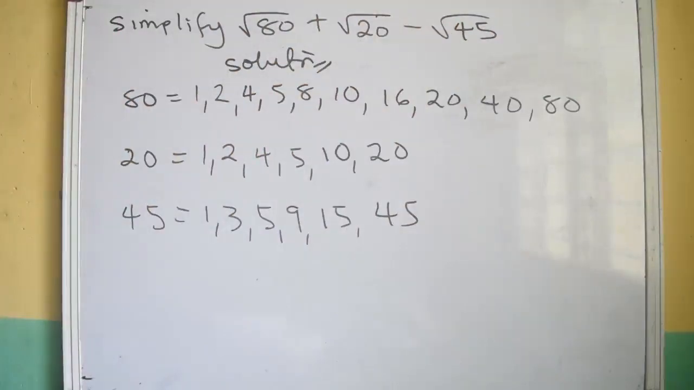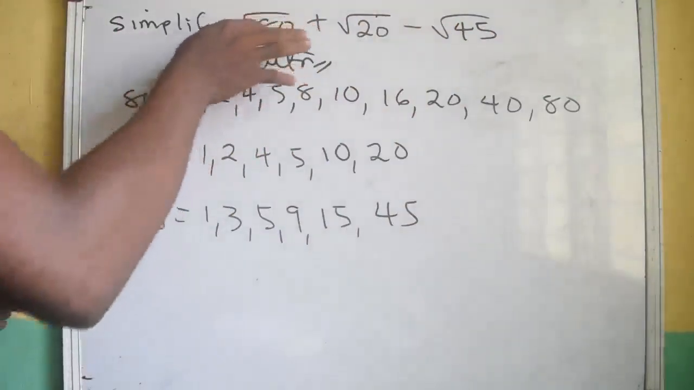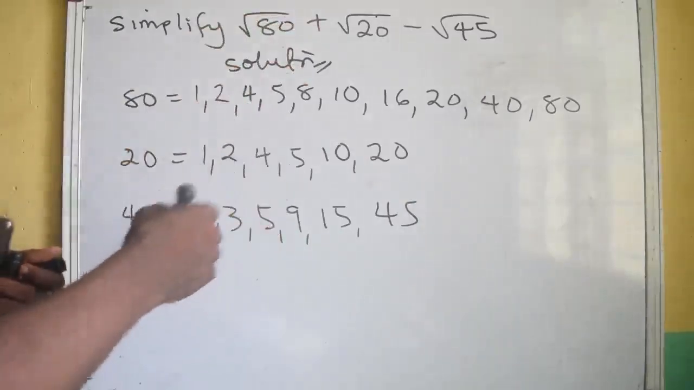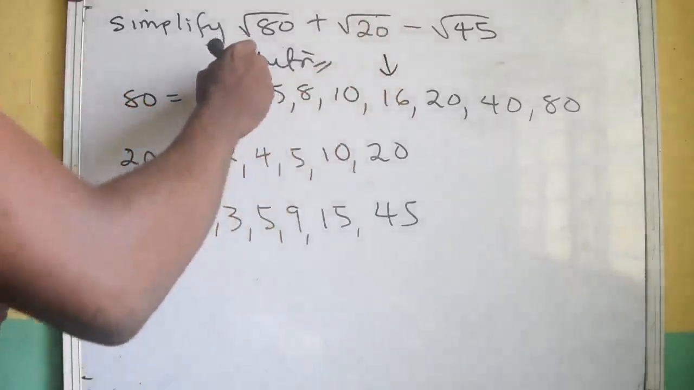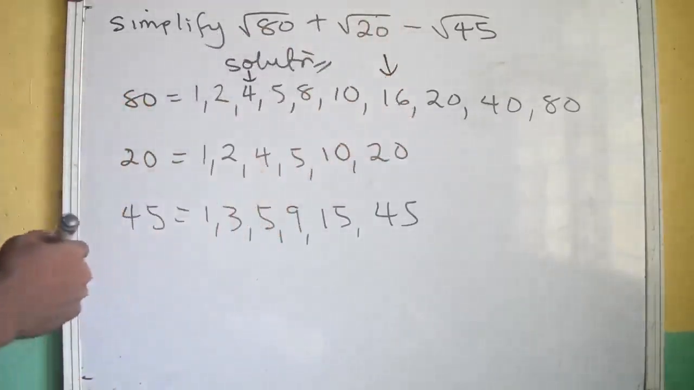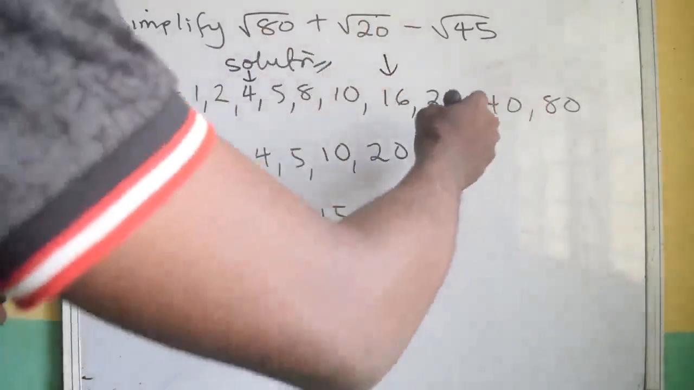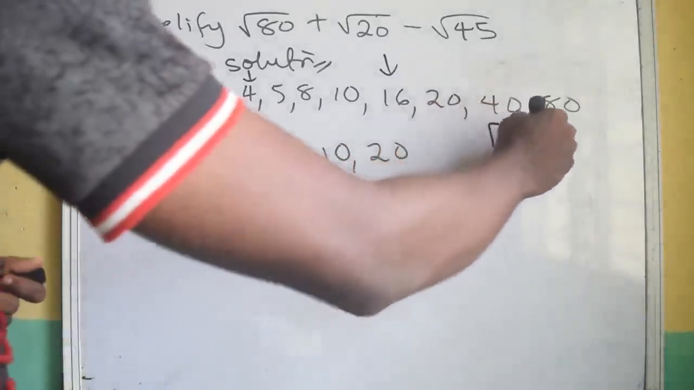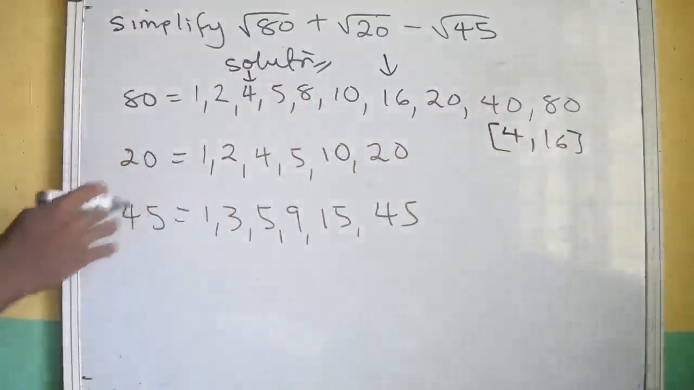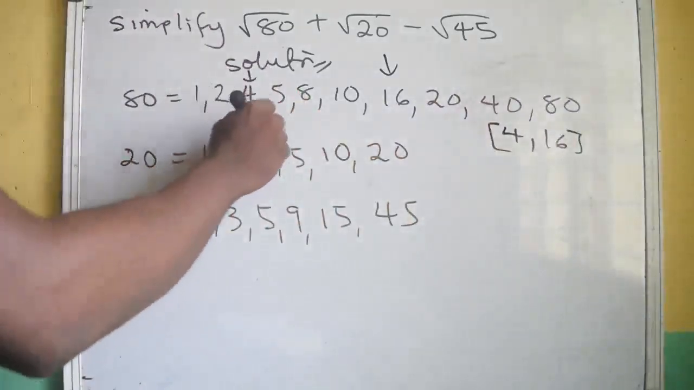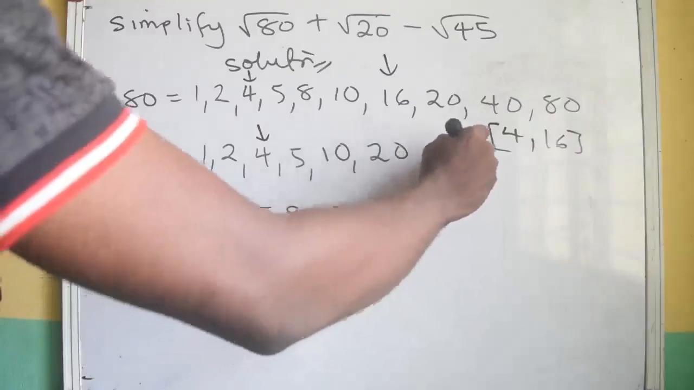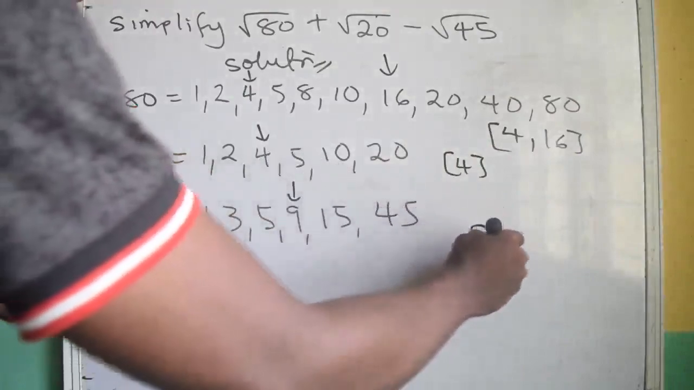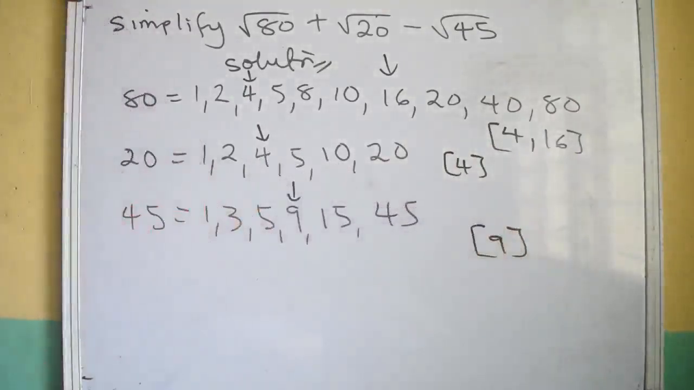After this, the next thing is, for each number, you have to indicate the perfect squares, forgive me. These two are the perfect squares, that is to say 4 and 16. And for 20, the perfect square here is only 4. Write it down. And for 45, the perfect square here is 9. Bring it down.